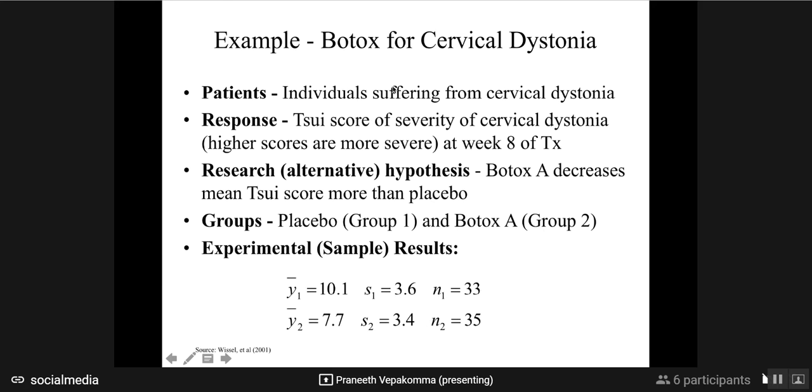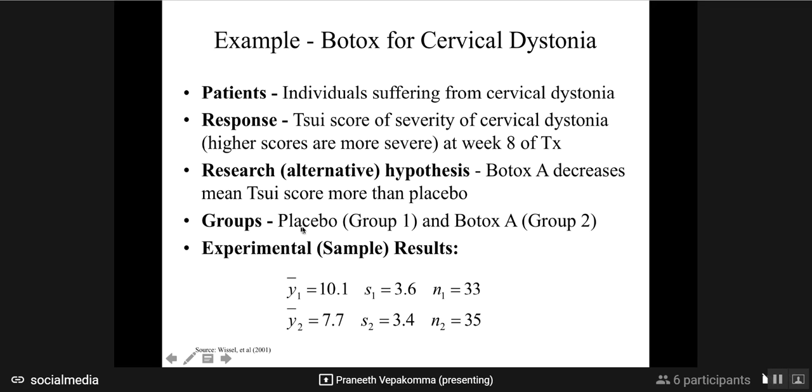So this is another example, a medical procedure for cervical dystonia, which is some sort of a disease or a syndrome. You're trying to see whether women are suffering from it or not, and you have some response, and you're using a specific Botox kind of treatment to improve the condition. You're applying it on two groups, group one and group two. One group receives Botox, one group receives placebo.